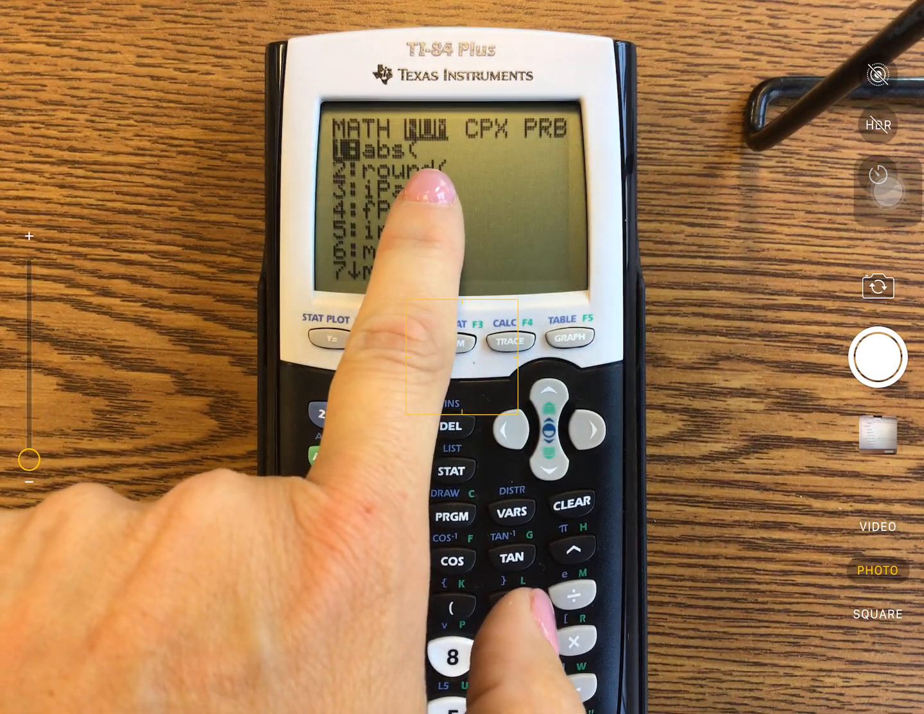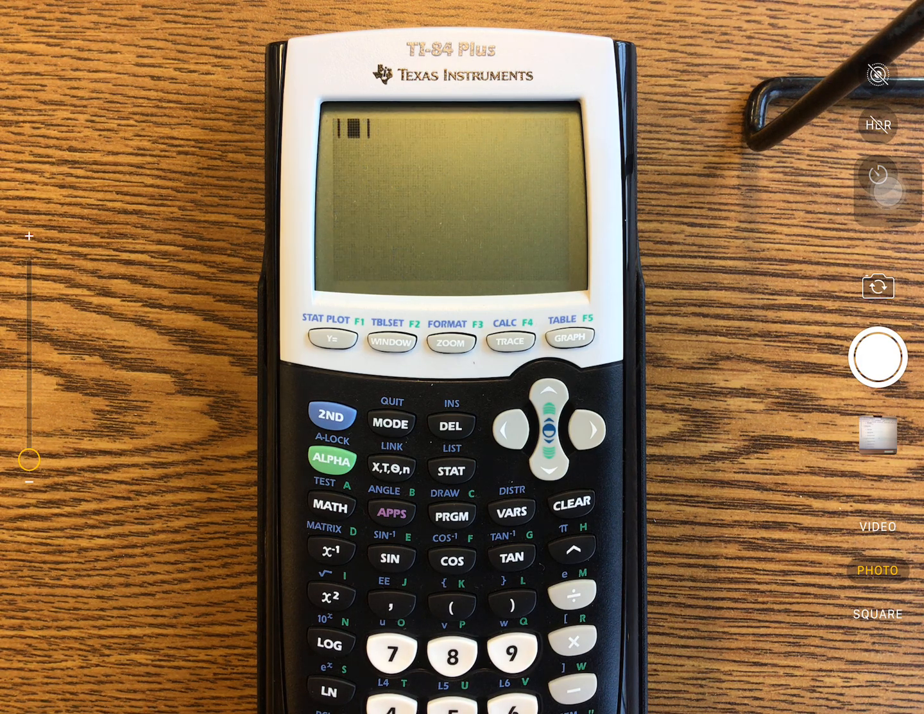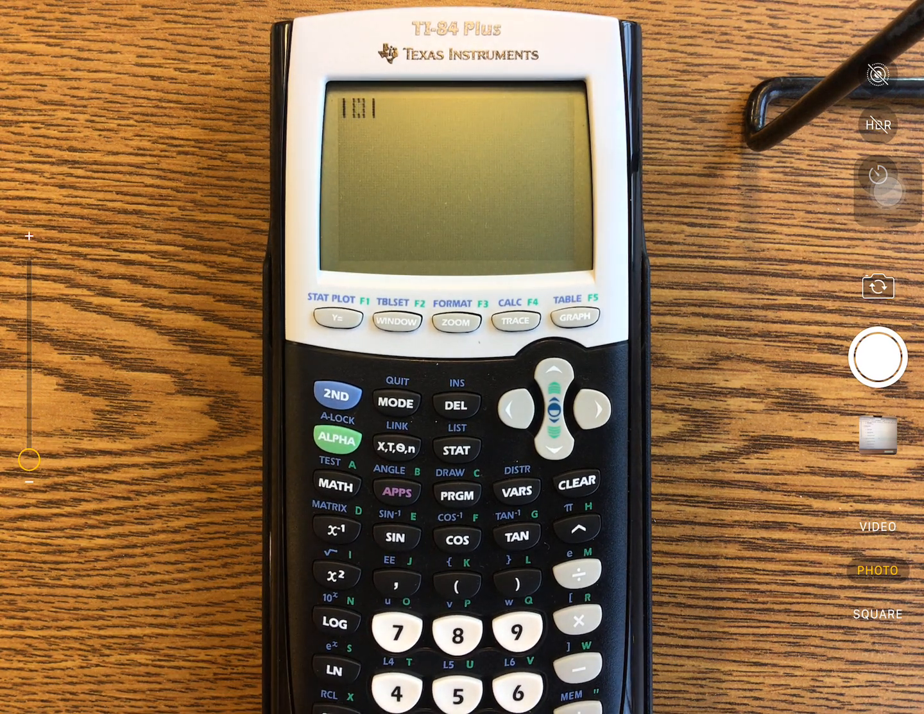So I want to go to the numbers, and it's my very first option, number 1. This is ABS, and it has a parentheses. Doesn't look like the absolute value bars yet, but when you click enter on your calculator, it comes up with the bars and a flashing cursor inside the bars.